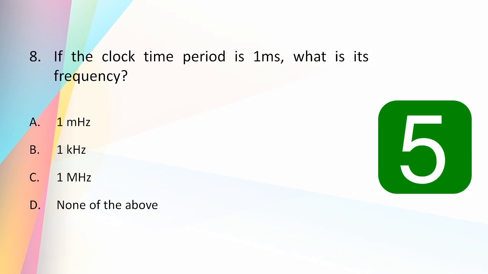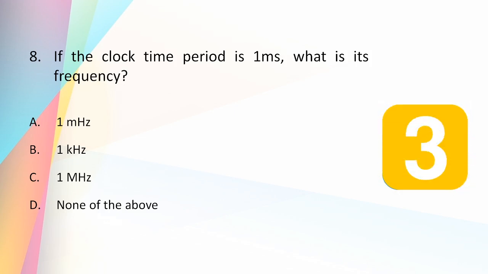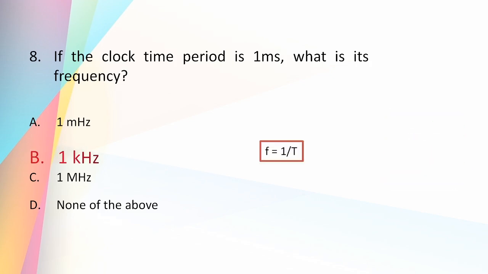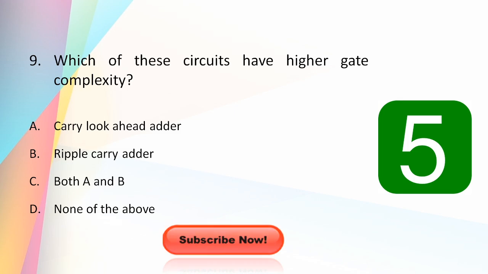If the clock time period is 1 millisecond, what is its frequency? 1 millihertz, 1 kilohertz, 1 megahertz, none of the above. And the answer is 1 kilohertz because the frequency is given by 1 by time period. Here time period is 1 millisecond. So 1 by 1 millisecond gives 1 kilohertz.